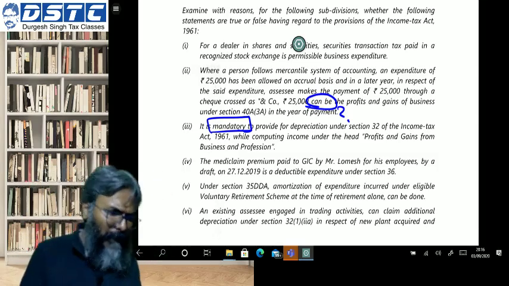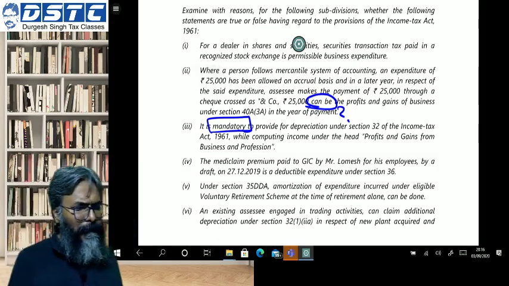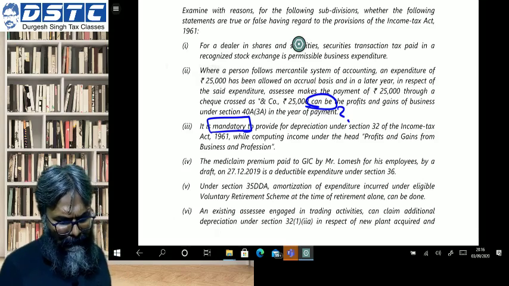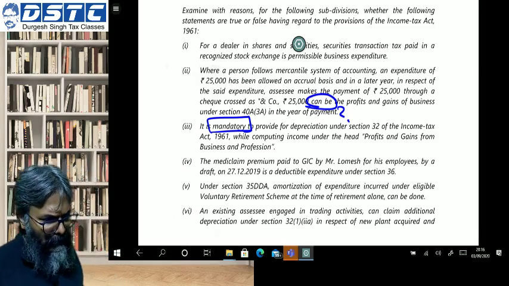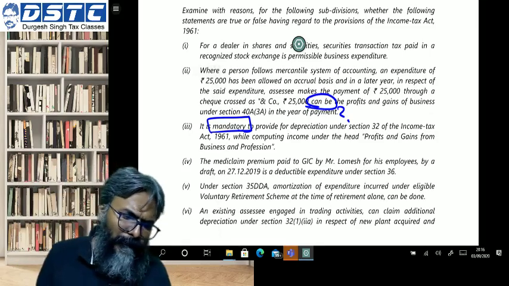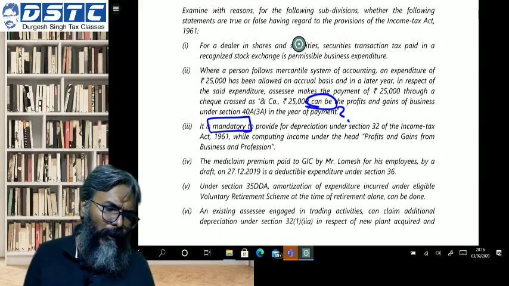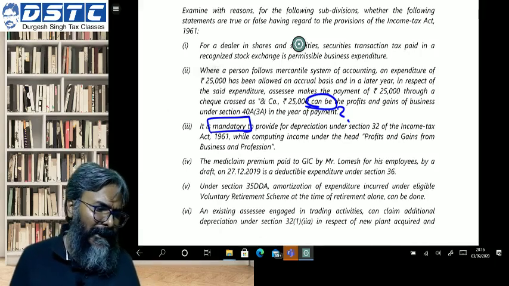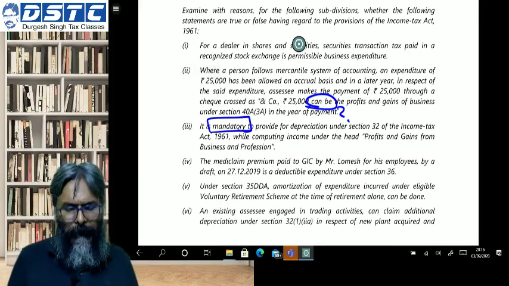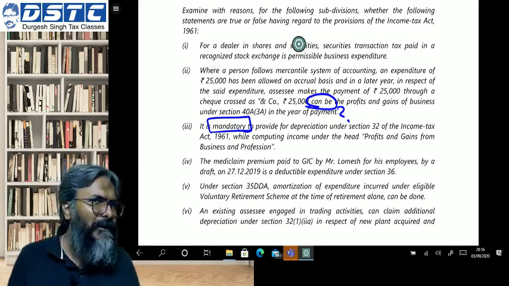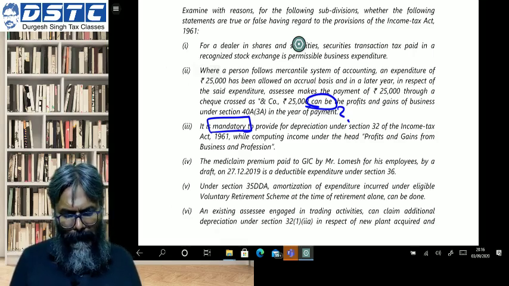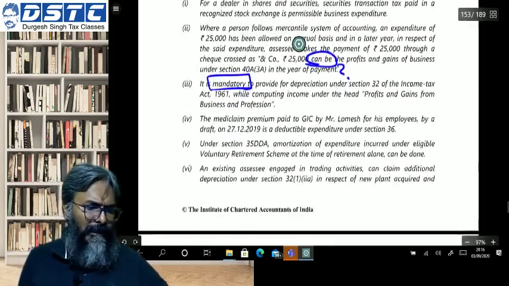Point number 4. The medical premium paid to GIC by Mr. Lomesh for his employee by a draft on 27 December 2019 is deductible expenditure? Yes, it is deductible. Only point just now we did. Only point is that it should not be paid in cash, other than cash. So yes, it is allowed.